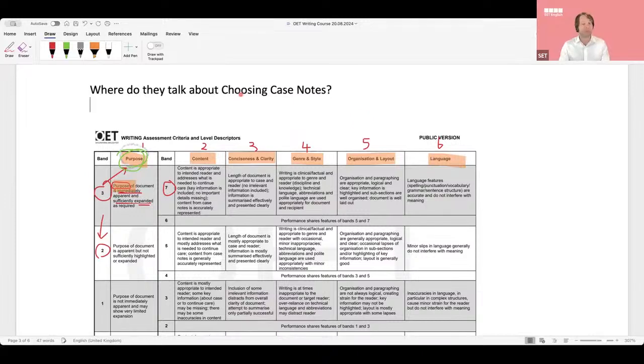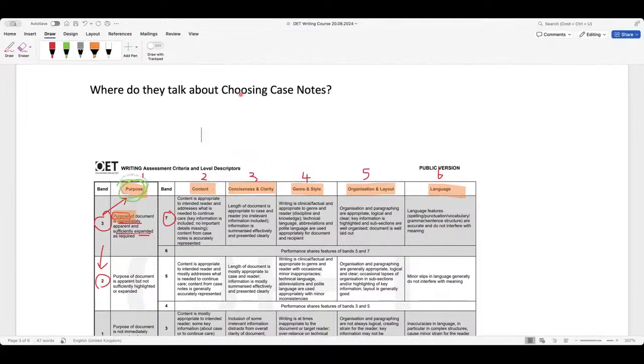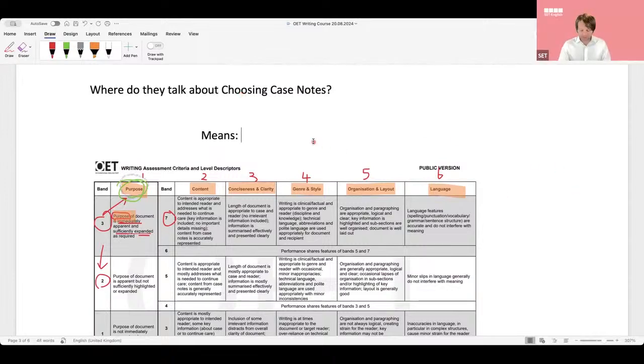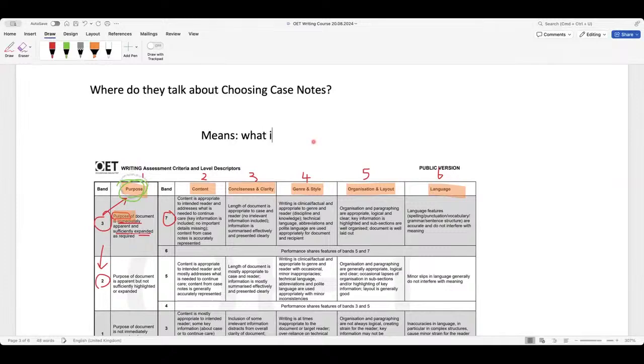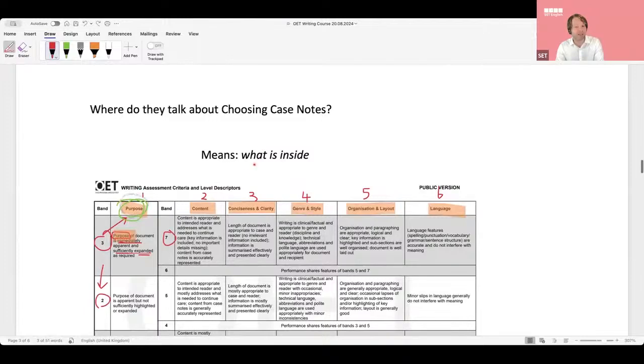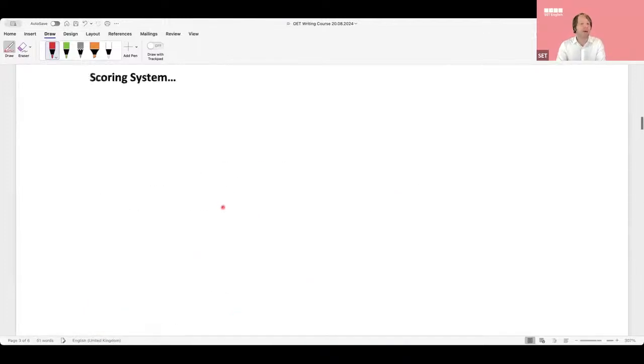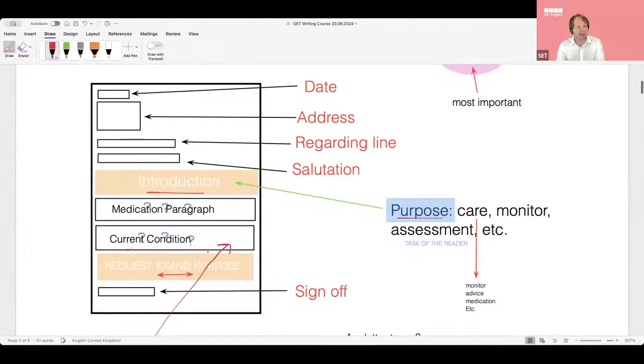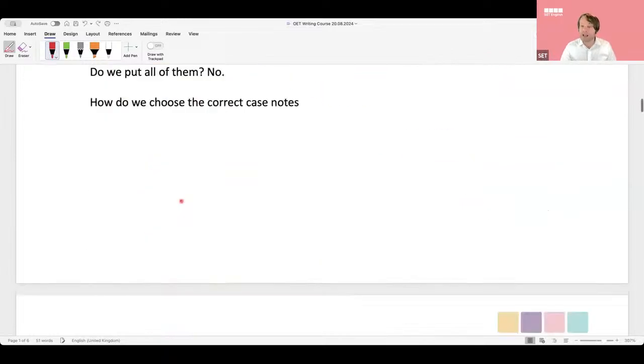What does content mean? What does it mean, guys, the word content? What is included? What is inside, right? What is inside? That is the content, right? Does that make sense, guys? That's what it means. Inside. So think about it like this. What is inside your paragraph? This is the content. Does that make sense? Content. And we need to choose correctly.